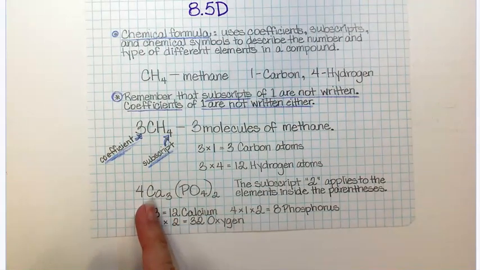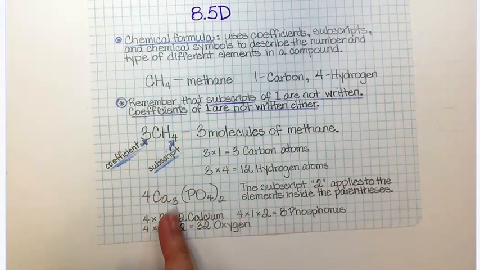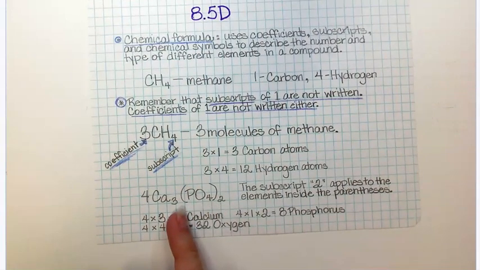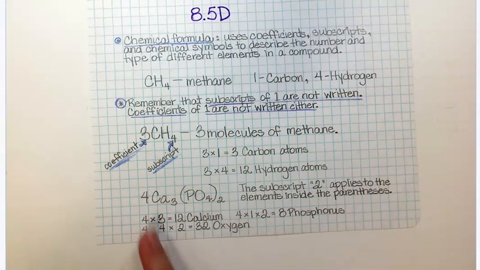This 3 goes with calcium, because remember the subscript's always to the lower right. This 2 does not apply to the calcium, it only applies to what's in the parentheses. So calcium is 3 times 4, there's a total of 12.